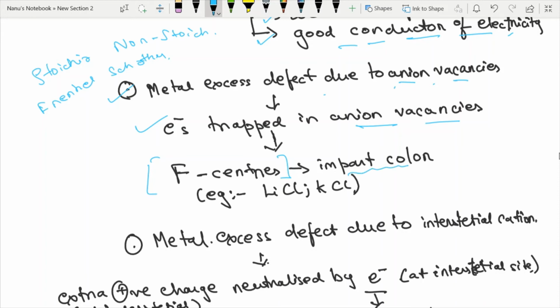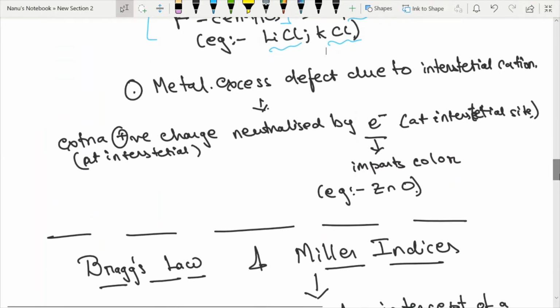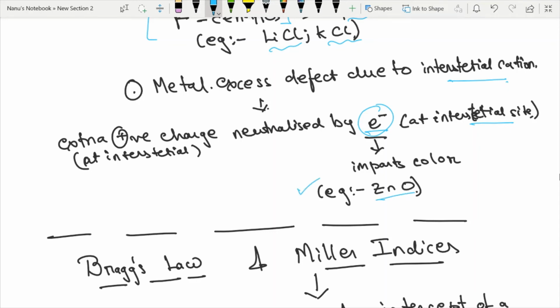The examples for this are also very important: LiCl and KCl. Okay, so these are examples you should know. And one more case where this F center comes up is the metal excess defect due to interstitial cation. To make up for this extra cation, it is neutralized by an electron at an interstitial site, and this electron again imparts color, which is again the F center. ZnO can be one example.